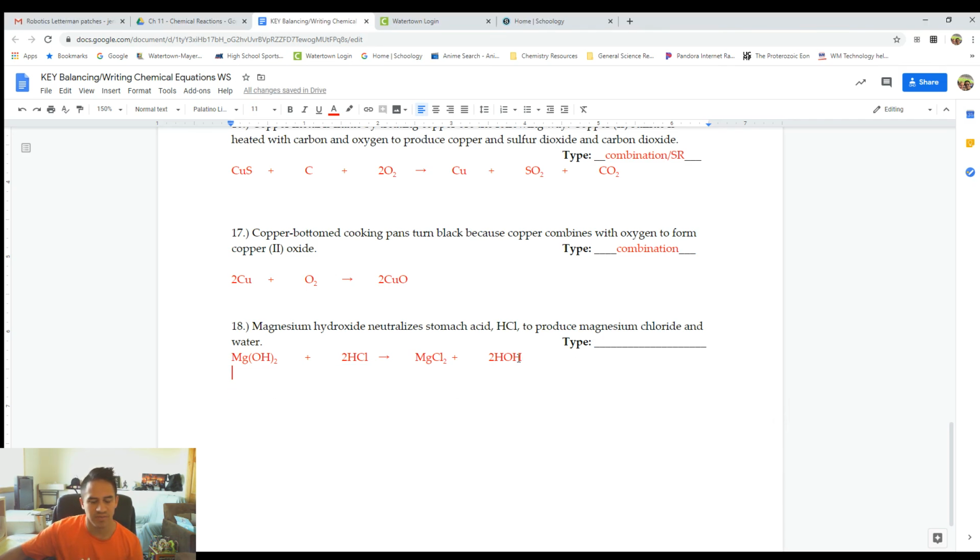After you've done that, if you want to change the HOH back into H2O, you can. As for the reaction type, this is going to be a double replacement reaction.